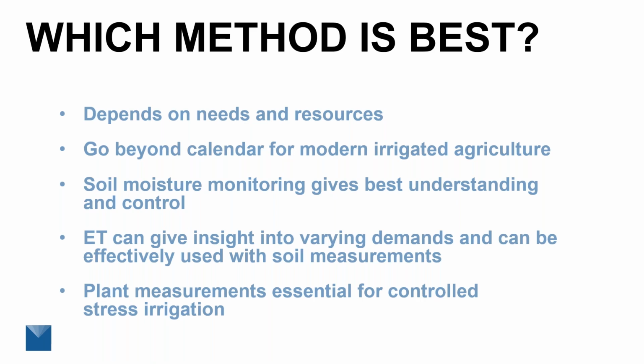Soil moisture monitoring gives us the best understanding and control of the system. It's therefore a good place to start. But we can go beyond that. Reference evapotranspiration can give us insights and make our system more reliable. And measurements on the plants are useful for controlled stress or deficit irrigation. In this discussion, though, we'll just focus on the soil moisture-based irrigation.